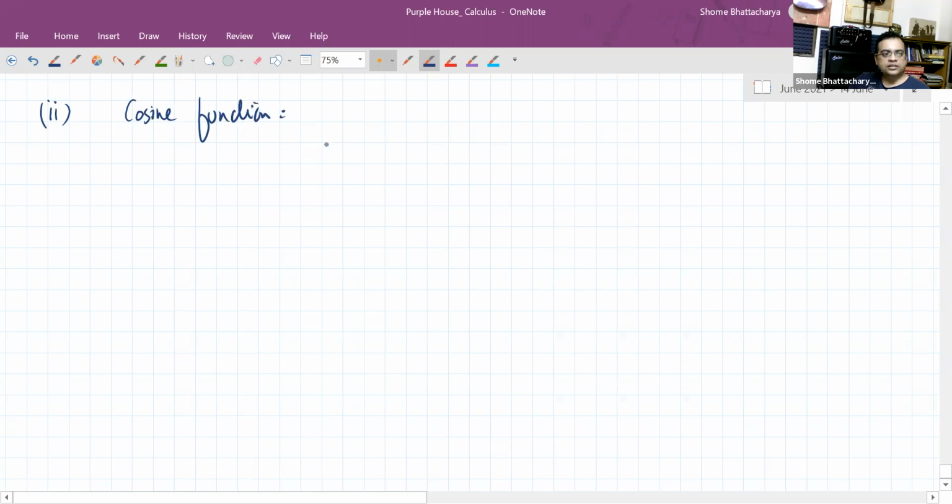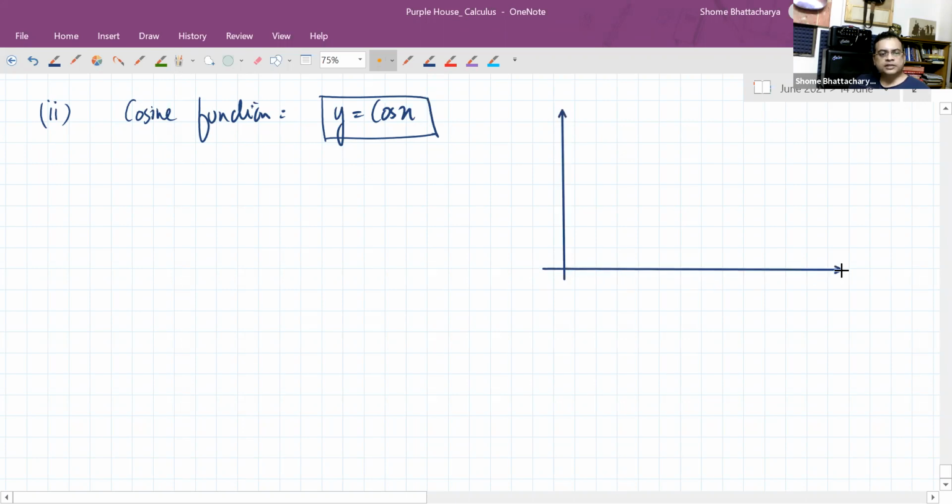The cosine function is y equal to cos x. As you know, the graph of the cos x function, I'm just drawing the basic graph for 0 to 90 degrees or 0 to pi by 2 radian. This has kind of the opposite behavior of sine x. It comes down from 1 to 0 as x goes from 0 to pi by 2. It's the reverse of the behavior of sine x.